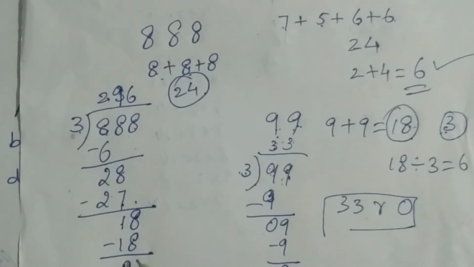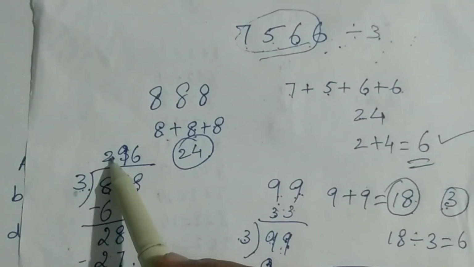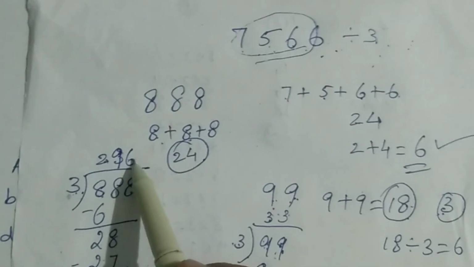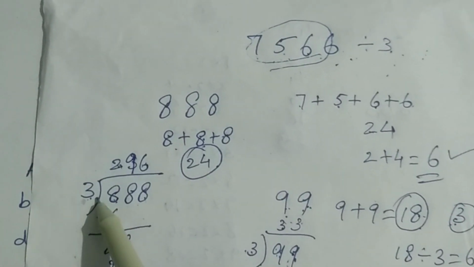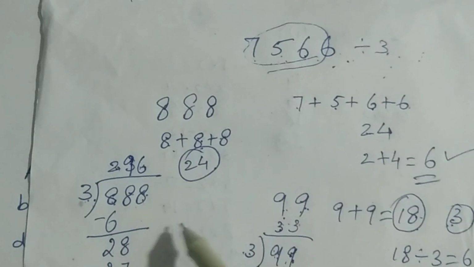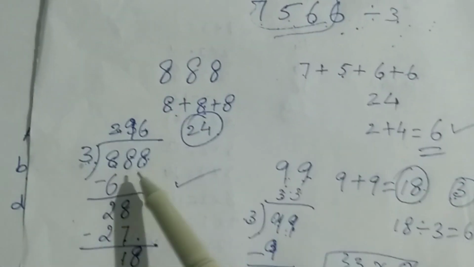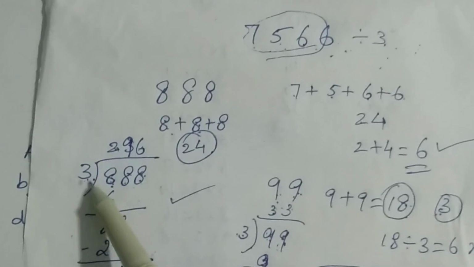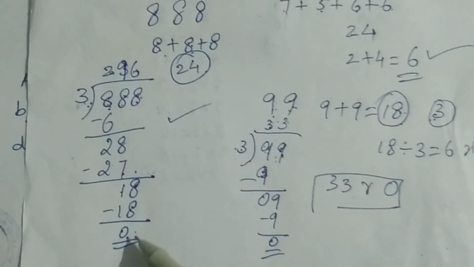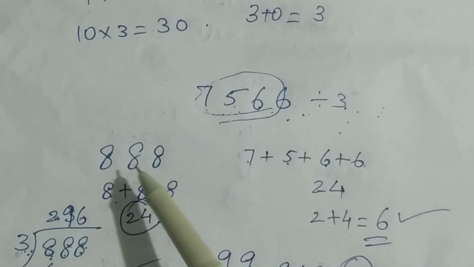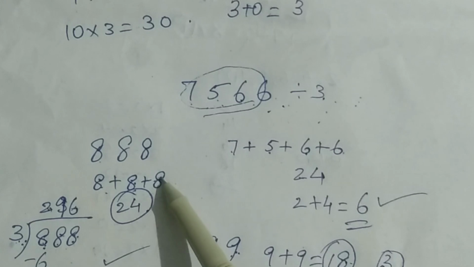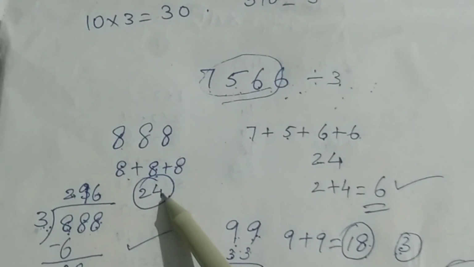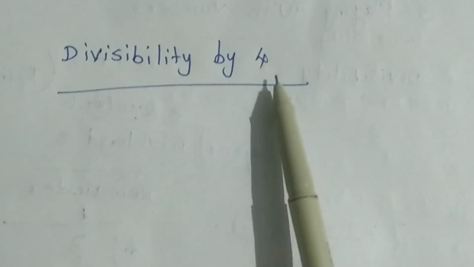Clear? So we can say 3 multiplied by 296. That means in 888 there are 296 threes. Clear for you? So we can say 888 is exactly divisible by 3 because the remainder is 0. How can we check that? We have to add the sum of its digits. So 8 plus 8 plus 8 is equal to 24. 24 is divisible by 3. Clear? We have checked divisibility by 2 and divisibility by 3.